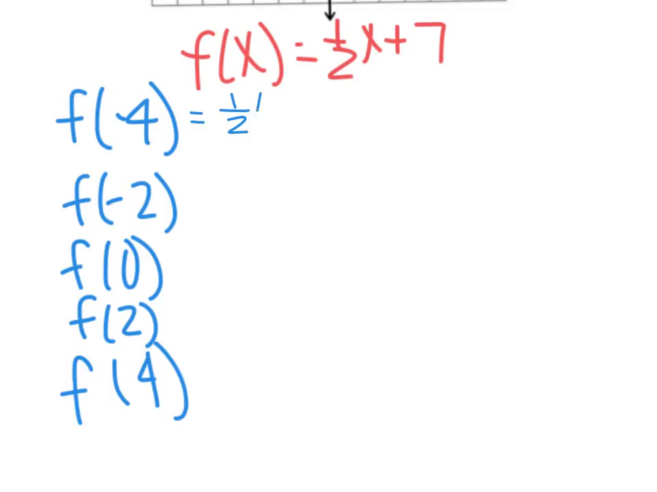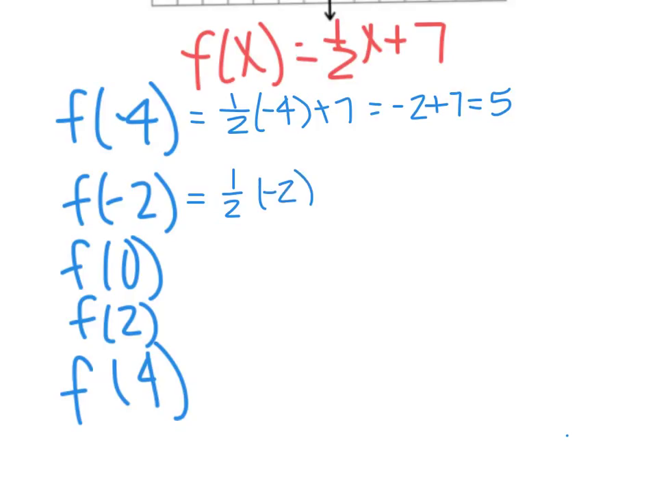So to find f of negative 4, we're going to rewrite the function 1/2, and instead of x, we're going to put negative 4 in there, plus 7. Well, 1/2 times negative 4 is negative 2, and negative 2 plus 7 is going to give us 5. We're going to do the same thing with negative 2. We're going to do 1/2, parentheses, negative 2, plus 7. And 1/2 times negative 2 is negative 1, plus 7, and negative 1 plus 7 is positive 6.